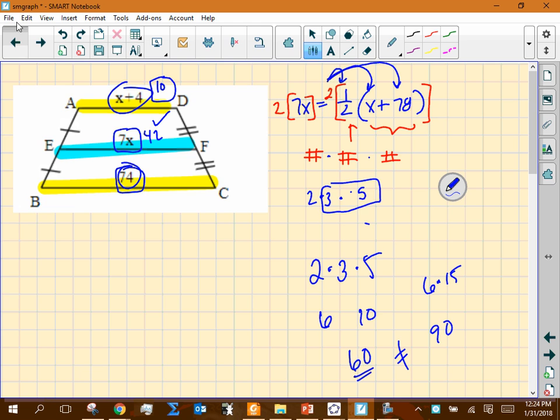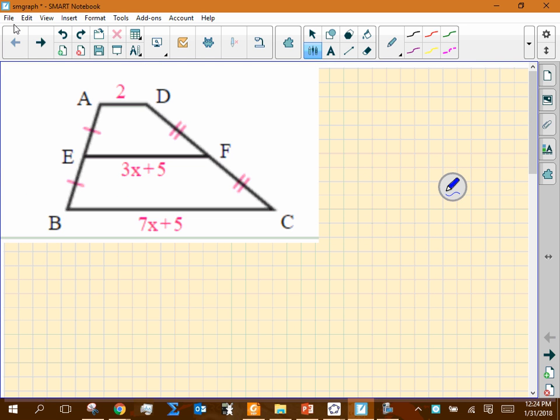The other question was 14, and there's another algebraic thing here that we see. Again, it's the same picture, it's the same idea, is that 3x plus 5, your mid-segment, is going to be 1/2 of the sum of your bases, right? Well, your bases here are 7x plus 7. Okay?